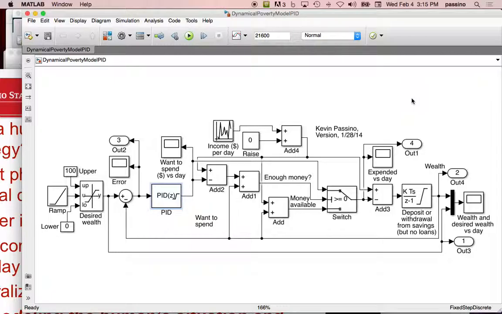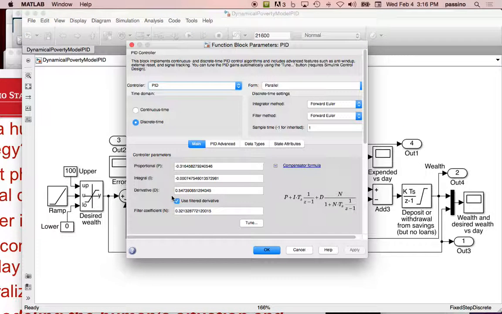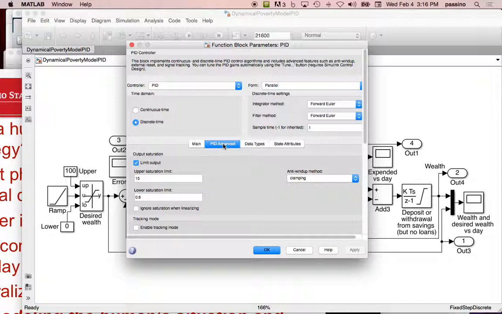I think the first thing I'd like to show you is the PID block. Here's the gains, the proportional, integral, and derivative gains. I did not come up with that many significant digits, obviously. I pressed the button, choom, and it came up with these gains, okay? It just works.